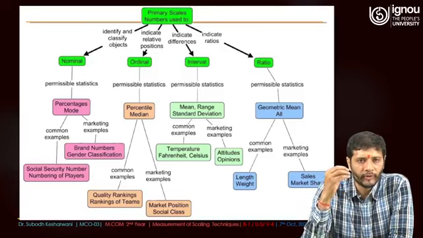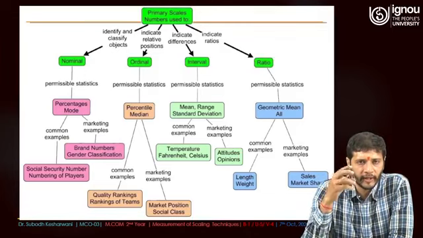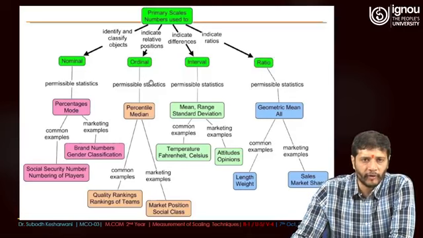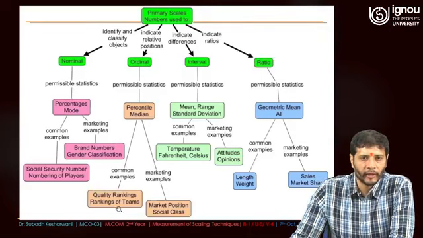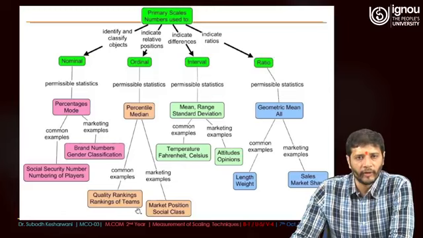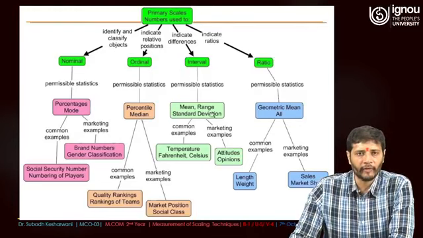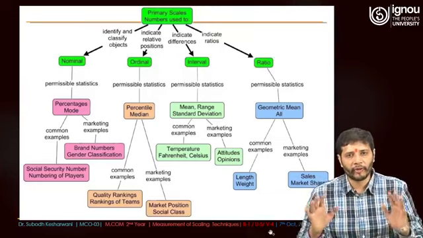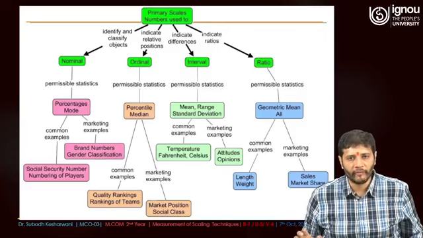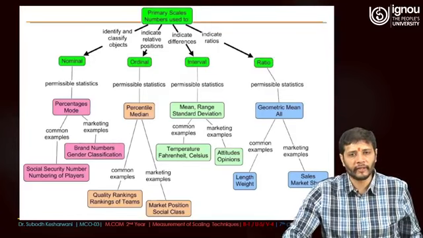So when we talk about statistical analysis, percentile and median are important for ordinal, and a common example is quality rankings or rankings of a team. Market position or social class is another example. And when you talk about the interval, mean, range, and standard deviation apply, and a common example is temperature, Fahrenheit, Celsius, whereas marketing examples are attitudes and opinions. And for the ratio, length and weight are common examples, and marketing examples are sales and market shares.